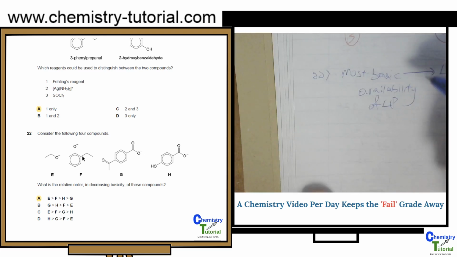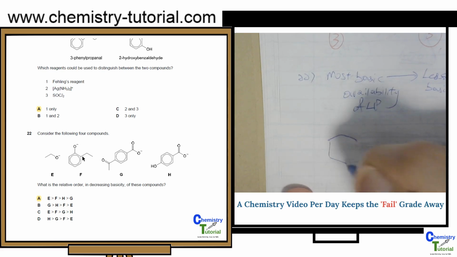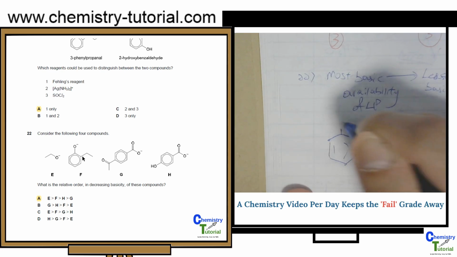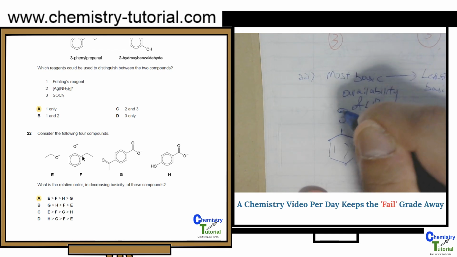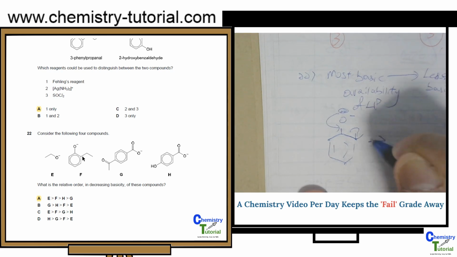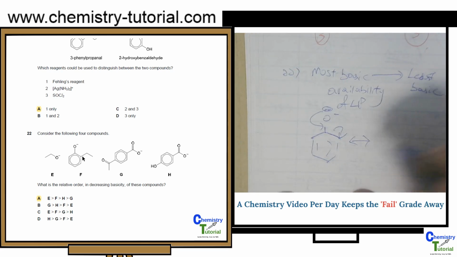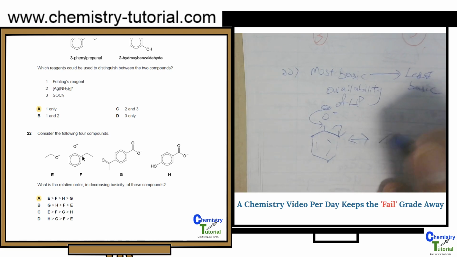So let me just draw you a little bit of mechanism. I'm going to use a Kekulé structure to explain this. Your lone pair is going to get delocalized into an aromatic ring. Notice that my arrow looks something like this. This is not a reversible arrow, it just tells you that there are resonance structures.